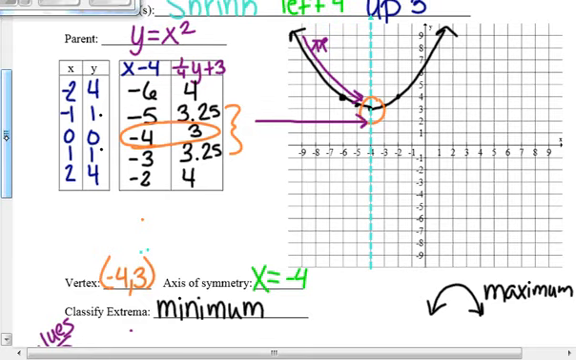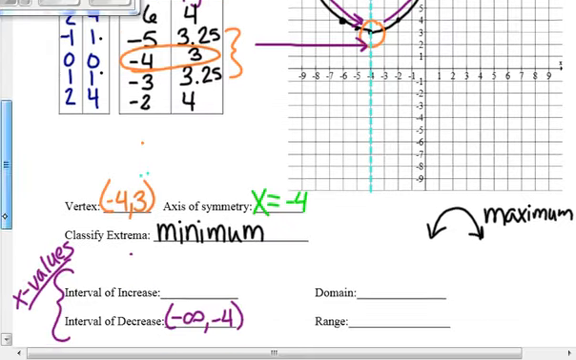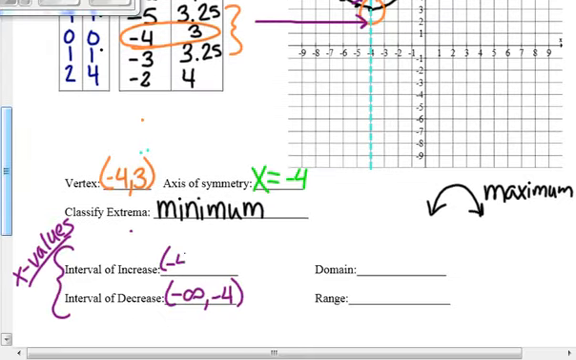Then we go back up and look at our graph. Well, at this point at our vertex, it starts increasing from that same point, which is negative 4, and it keeps going all the way to infinity. So make sure every time you're doing intervals of increase and decreasing, you're talking about where for your x values is your function increasing and decreasing.